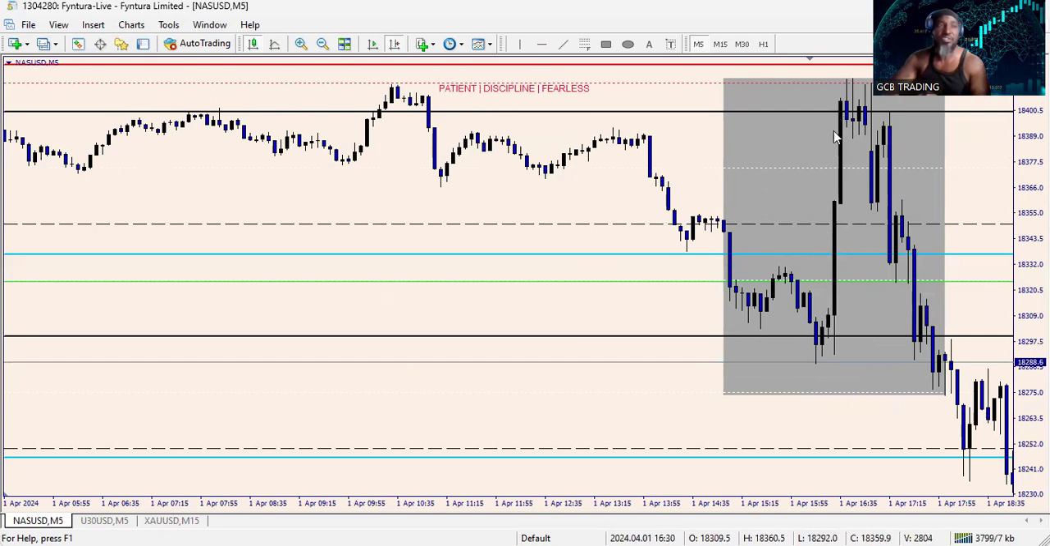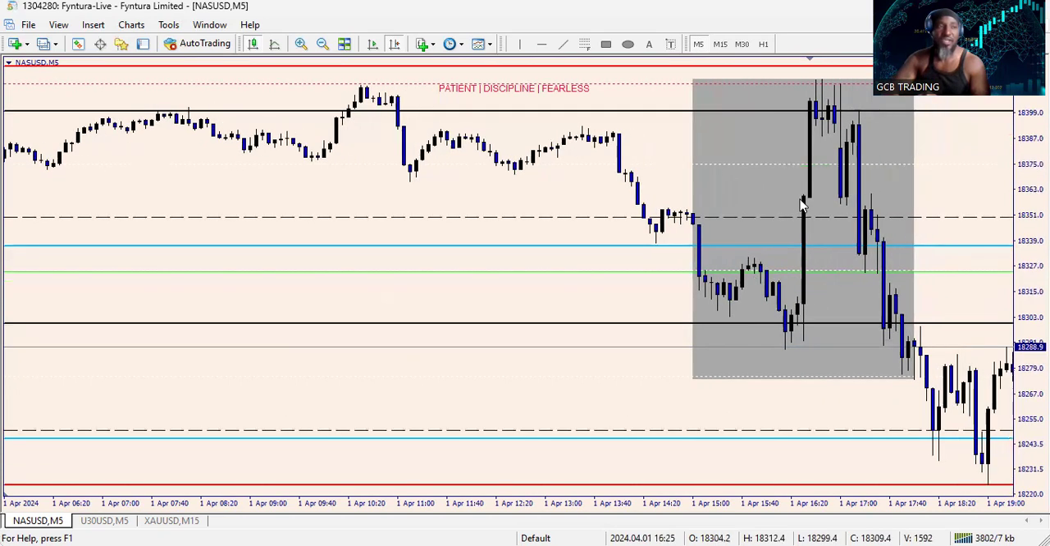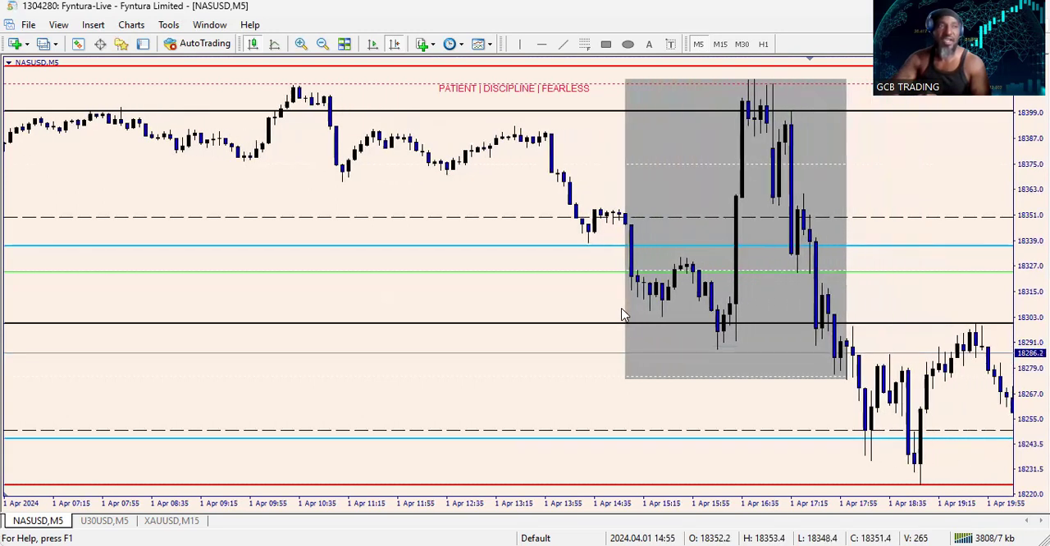You could have taken a long opportunity, but I did not take this trade because I was busy at work. We had no major red news, so there was no reason why you couldn't have gone long here. But the trade that I took was the sell high setup.